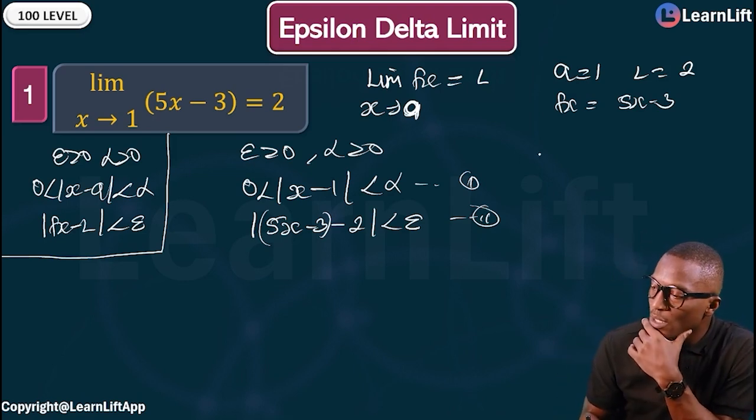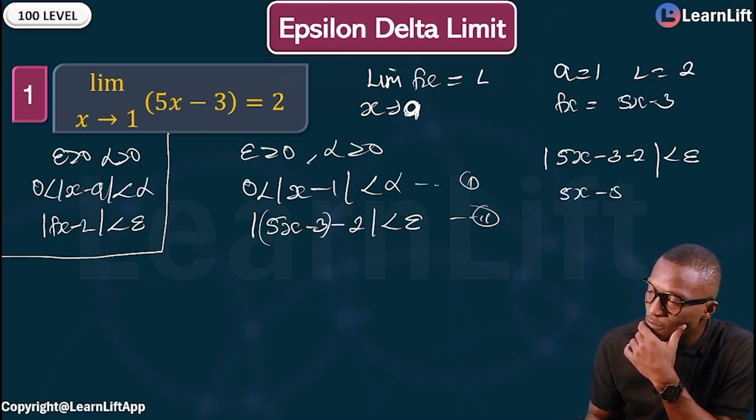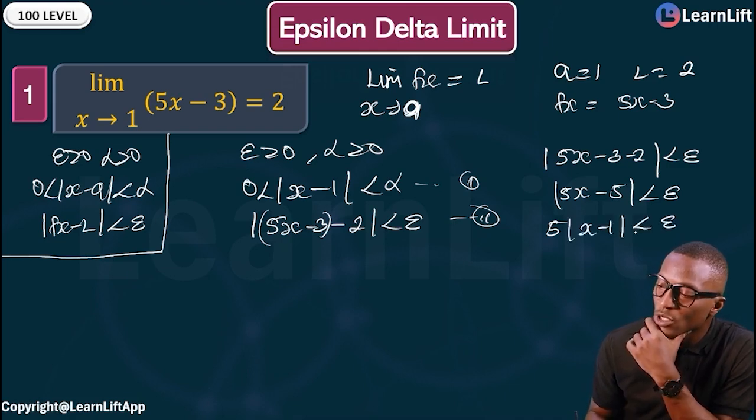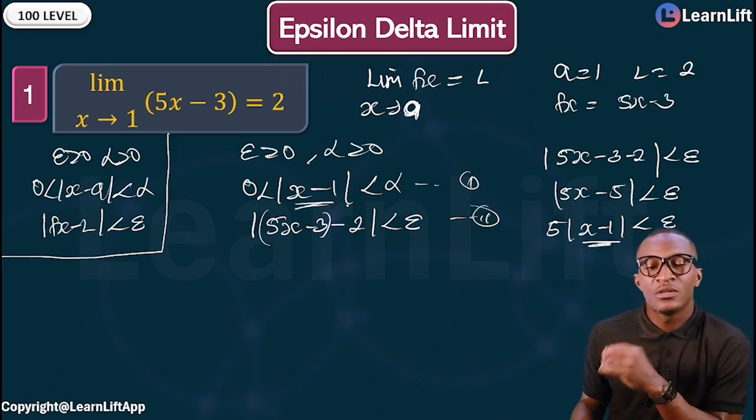So how do we solve that? Practically solving equation 2, it now becomes absolute 5x minus 3 minus 2, absolute is less than epsilon. That becomes absolute 5x minus 5 is less than epsilon. Now 5 is common, so 5 into x minus 1, absolute is less than what? Epsilon. You can observe that this is x minus 1, here is x minus 1. So they are now equal.